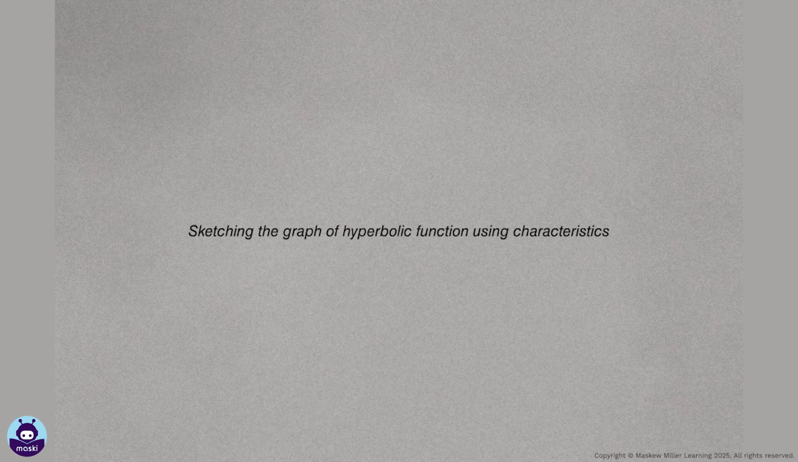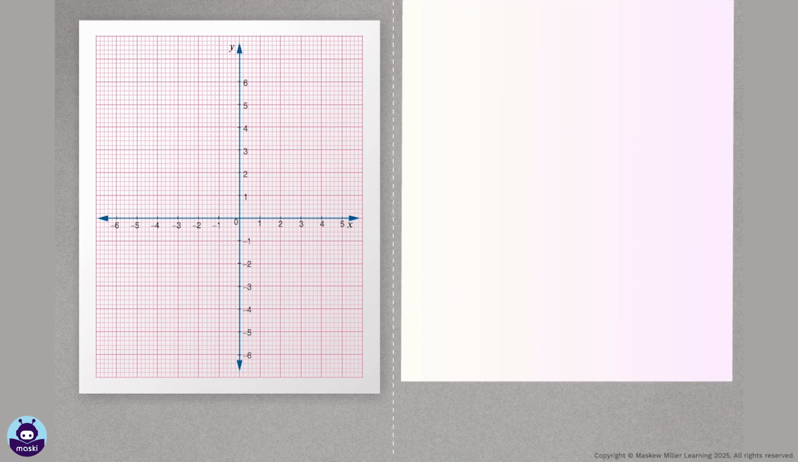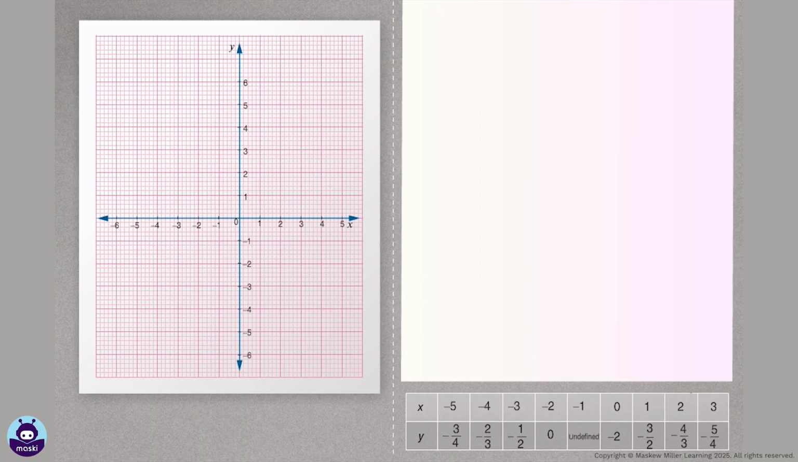Sketching the graph of hyperbolic function using characteristics. Until now, we have drawn hyperbolas using a table of values and by plotting. We shall now use the characteristics of a hyperbola to draw a sketch graph. What is a sketch graph?